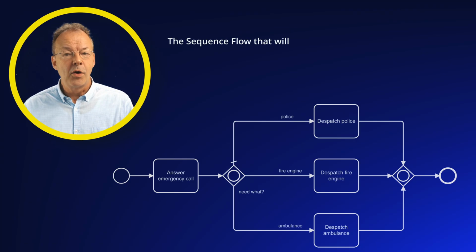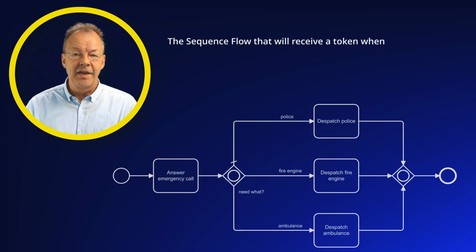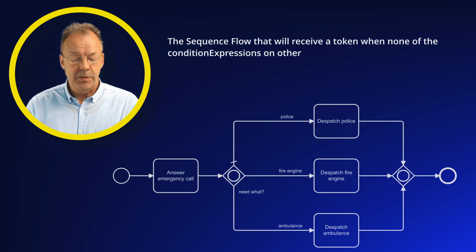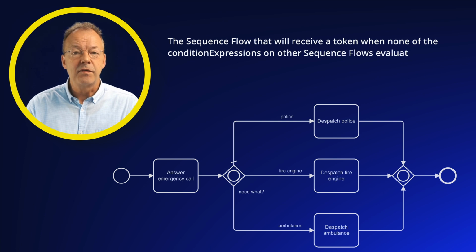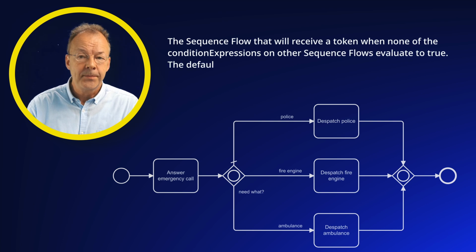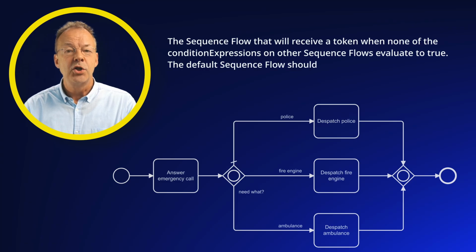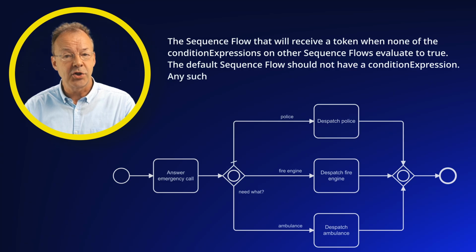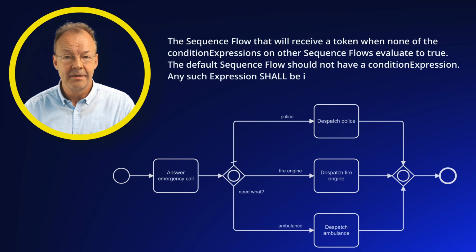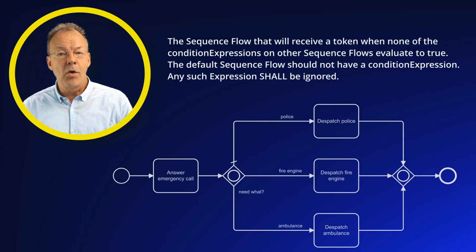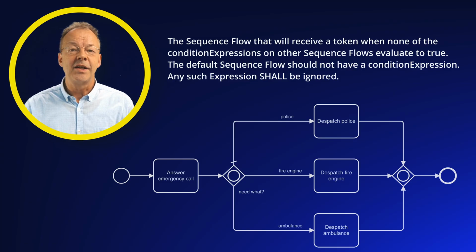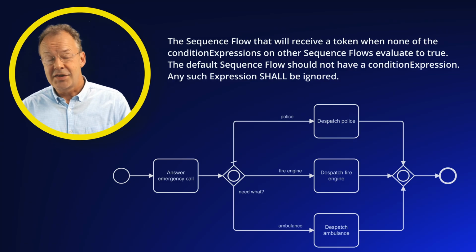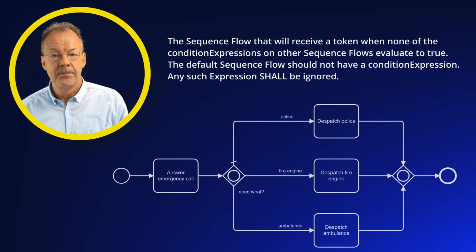The default flow is the sequence flow that will receive a token when none of the condition expressions on other sequence flows evaluate to true. The default sequence flow should not have a condition expression. Any such expression shall be ignored. It's almost the same thing that was said about the default flow for the XOR split. Does this make sense here?